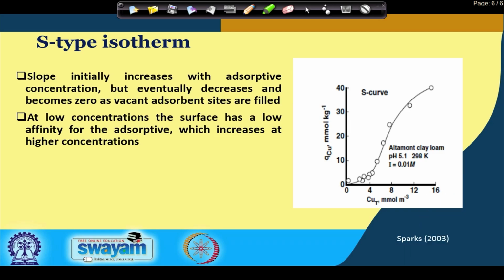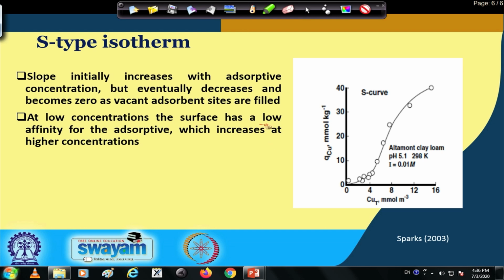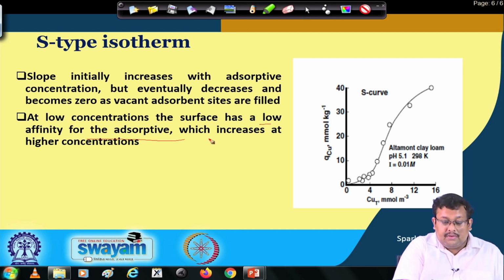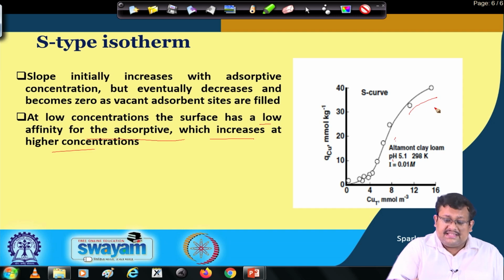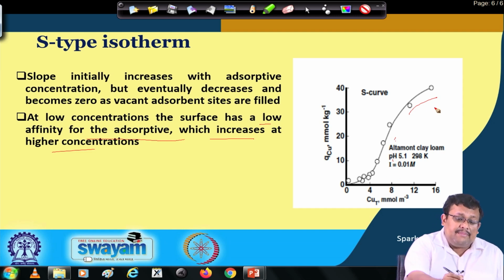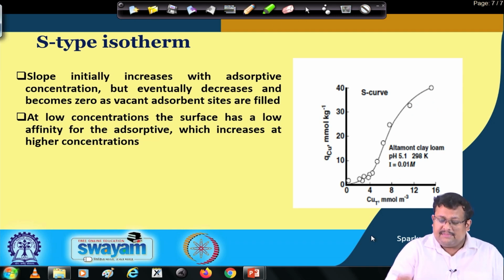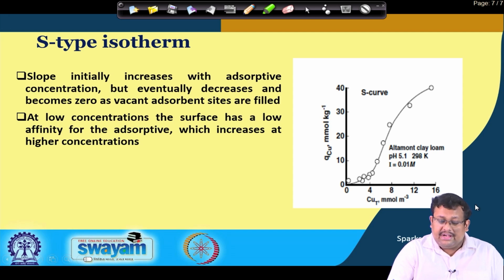At low concentration, generally the surface has a low affinity for the adsorptive, which increases at the higher concentration. As you can see, at higher concentration the surface adsorption generally increases. However, at the lower concentration the surface has a low affinity for the adsorptive. So, we can see this is an S type isotherm. We have already discussed this, I am just giving you a quick recap.